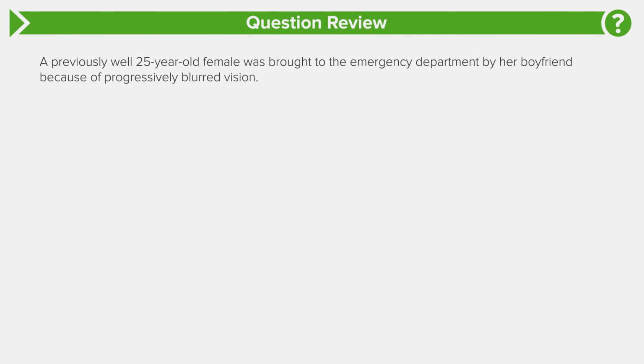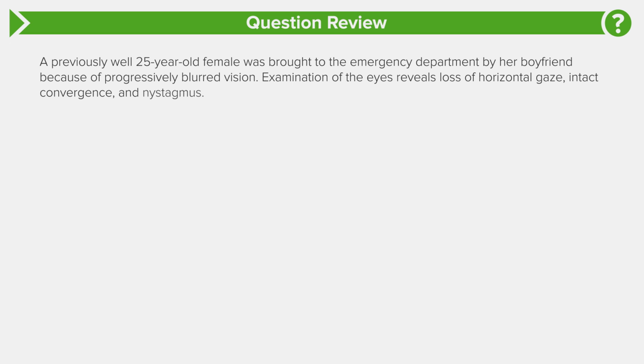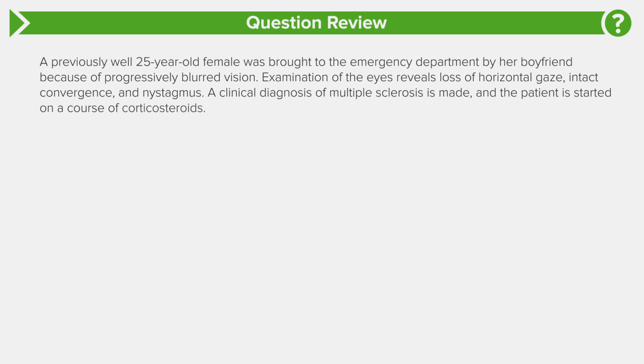A previously well 25-year-old female was brought to the emergency department by her boyfriend because of progressively blurred vision. Eye examination reveals loss of horizontal gaze, intact convergence, and nystagmus. A clinical diagnosis of multiple sclerosis is made, and the patient is started on a course of corticosteroids. What is the most likely etiology for her eye examination findings?